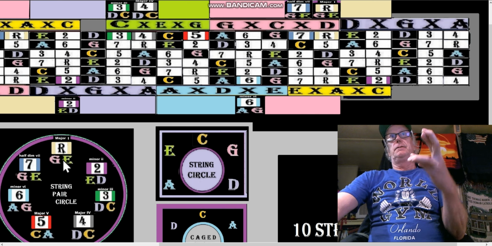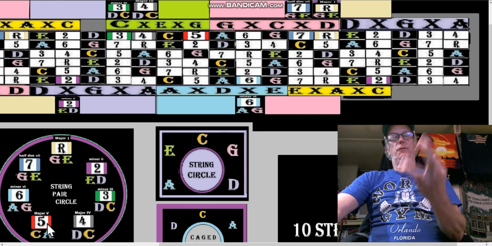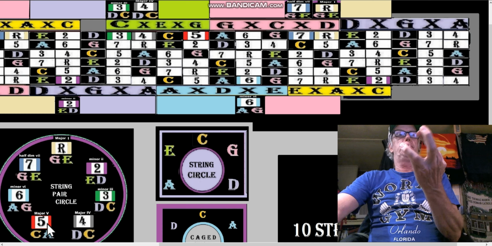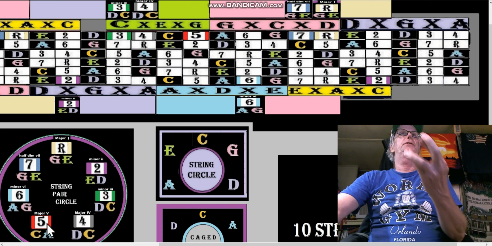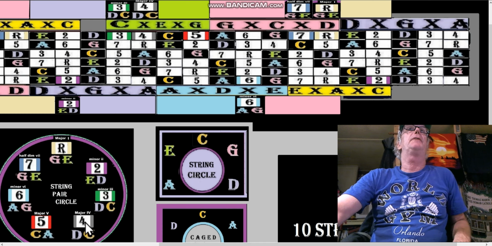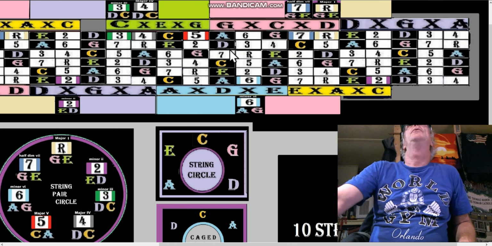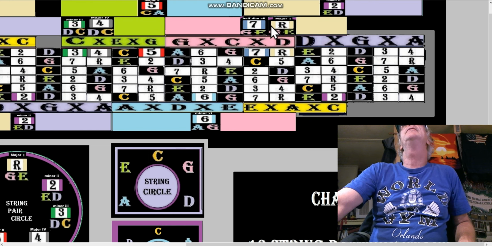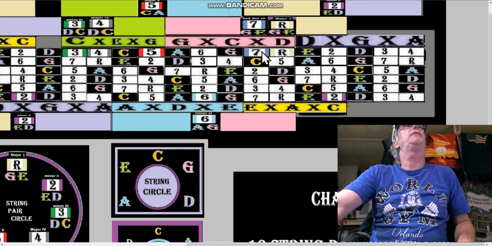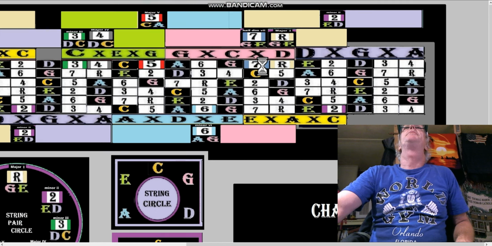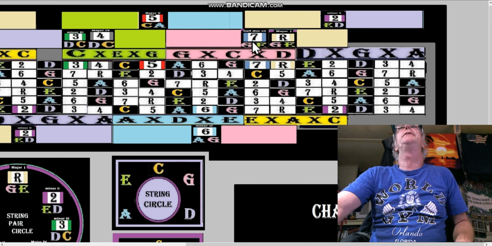and 3 and 4 are the shared double notes in 2 of the shapes. In D and C we have the 3 and 4 shared, and in G and E we have the 7 and the root shared. So here's G and E. And I've shown the flag notes on the top string. Perhaps that's where the banner is.